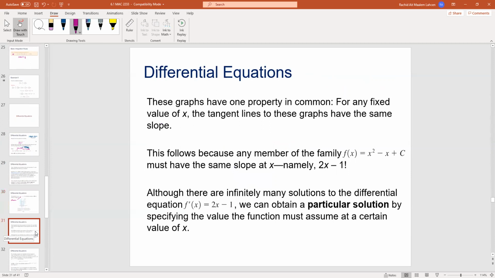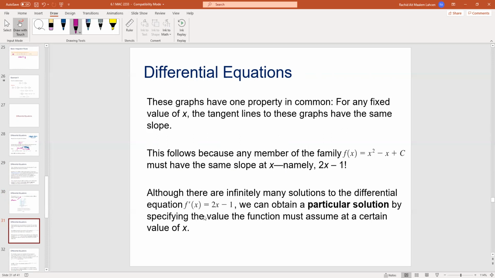So these graphs have one property in common. For any fixed value of x, the tangent lines of these graphs have the same slope. This follows because any member of the family of these functions, x squared minus x plus c, must have the same slope, 2x minus 1.